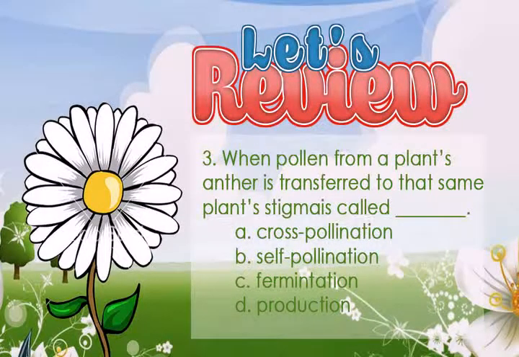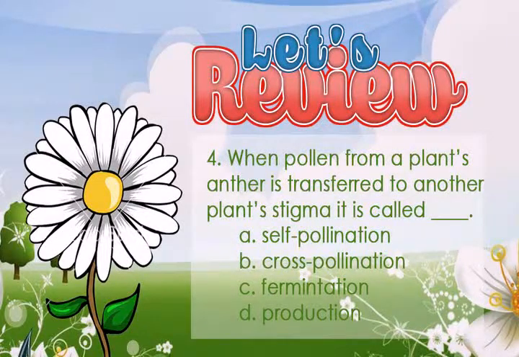Question number 3. When pollen from a plant's anther is transferred to the same plant's stigma, it is called blank. A. Cross-pollination. B. Self-pollination. C. Fermentation. D. Production. You've got it right. Question number 4. When pollen from a plant's anther is transferred to another plant's stigma, it is called blank. A. Self-pollination. B. Cross-pollination. C. Fermentation. D. Production. You've got it right.